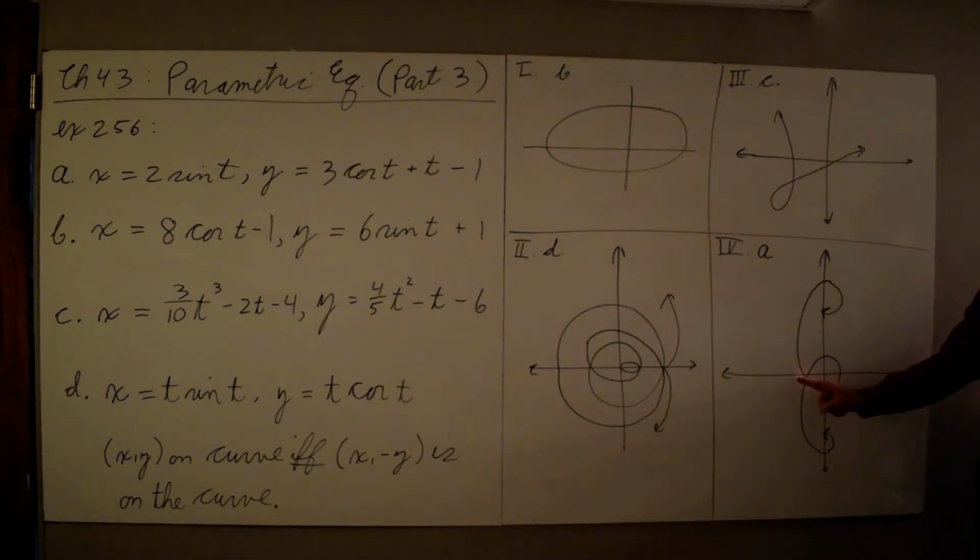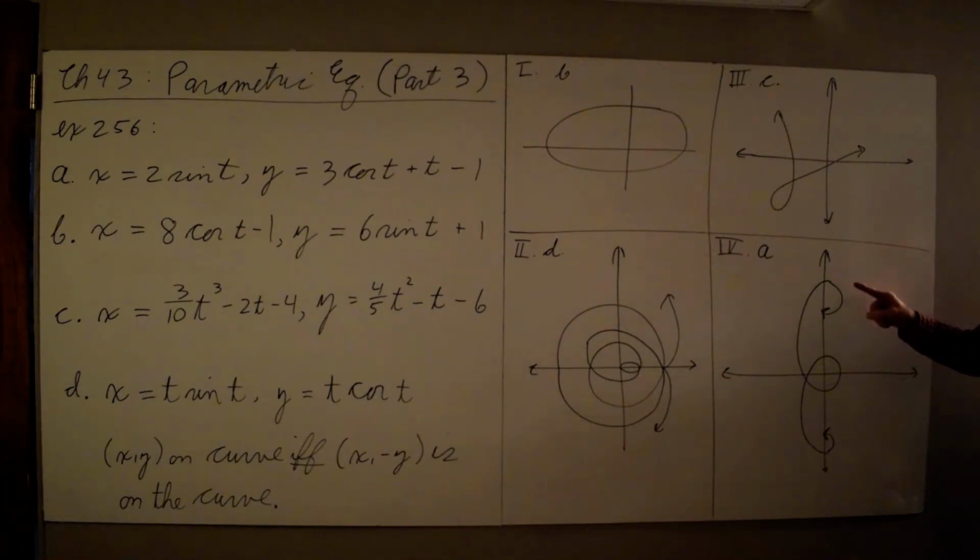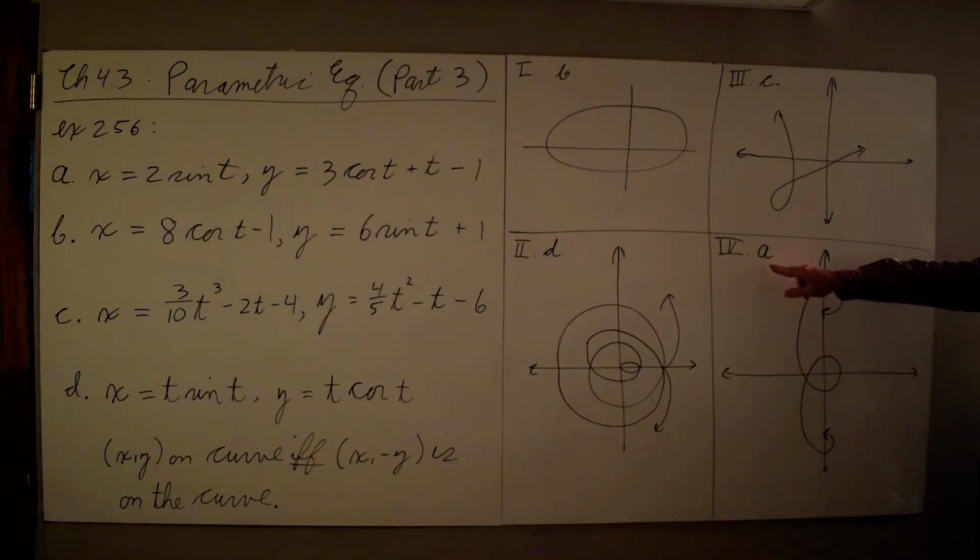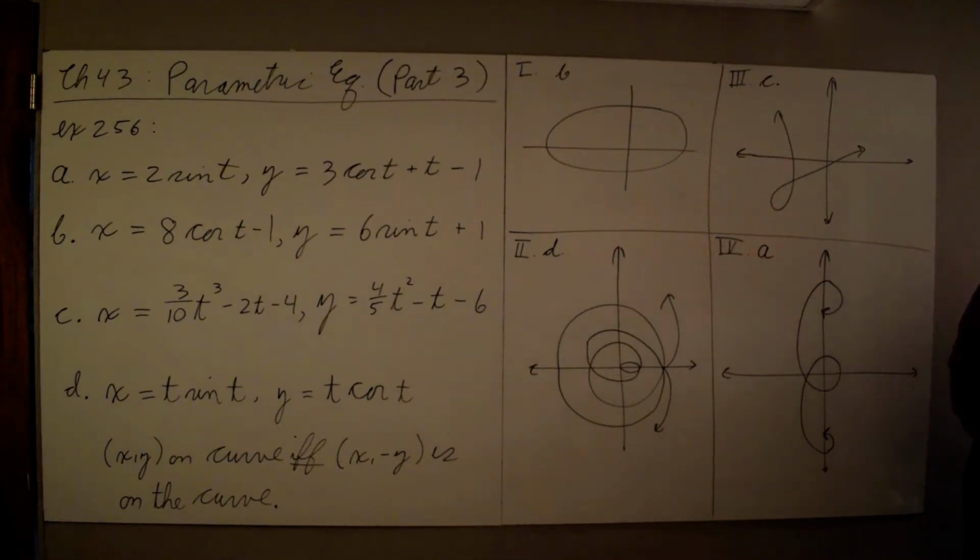The x is bounded between -2 and +2. The y is unbounded. As t increases, y increases. As t decreases, y decreases. So the equations in part A match graph 4.